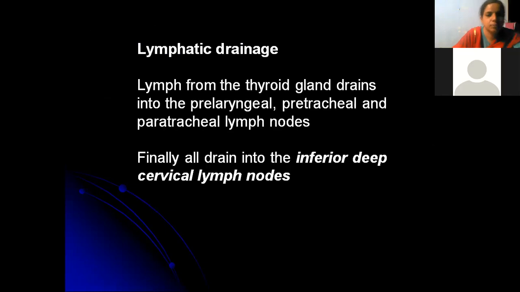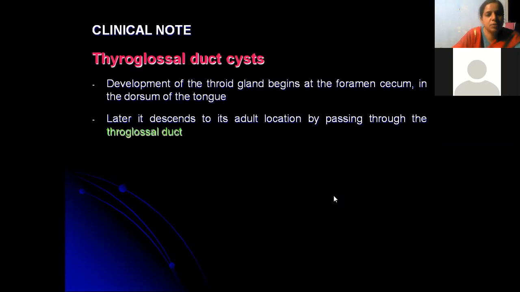So we will see lymphatic drainage. Lymph from the thyroid gland is draining into prelaryngeal, pretracheal and paratracheal groups of lymph nodes. Finally, the whole of the lymph will be going into the deep cervical group of lymph nodes. That is lymphatic drainage.